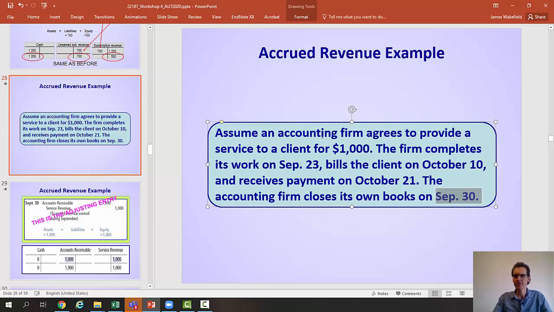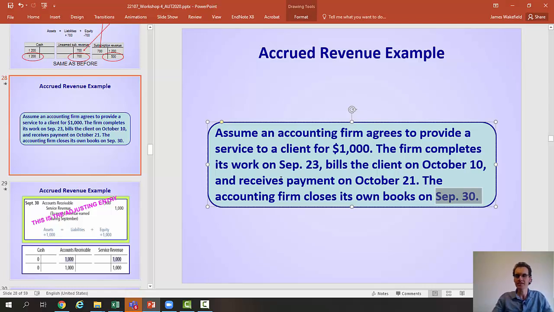So what we can see here is the firm agreed to provide the service. They then completed the service on September 23 and they billed the customer, the client, later on, and they received the payment on October 21. Now, this is an example we've gone through a number of times in this subject. When do you actually recognize revenue? Do you recognize it when you get the cash, or do you recognize it when you've actually delivered on your obligations to the customer? The answer to that is, as you know, and consistent with the revenue recognition principle, that you recognize revenues when you earn them.